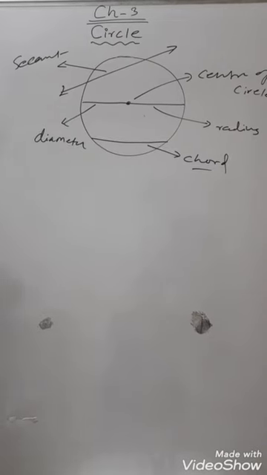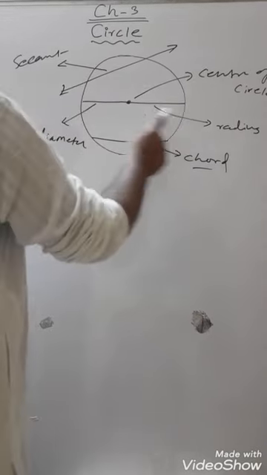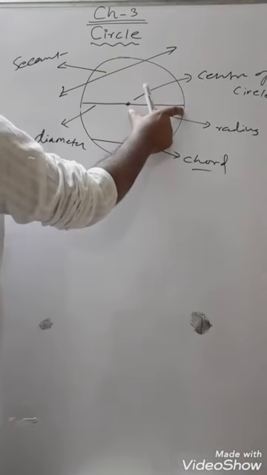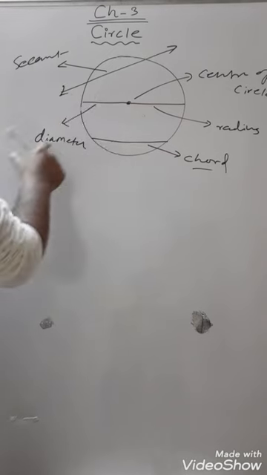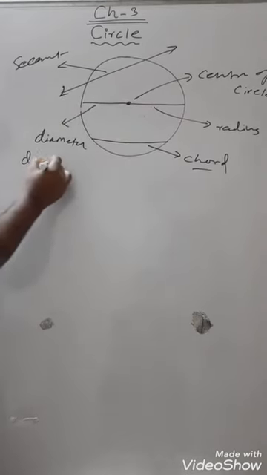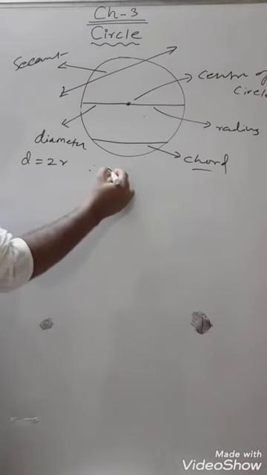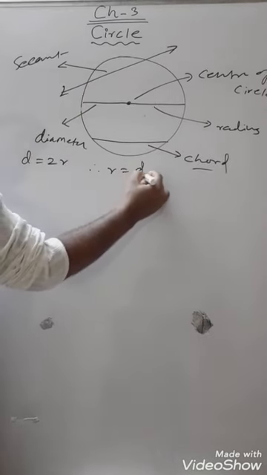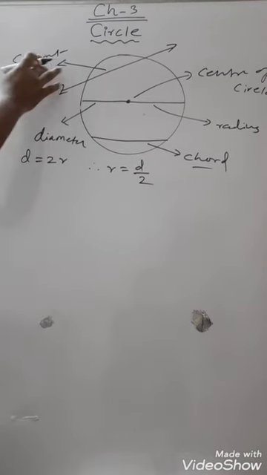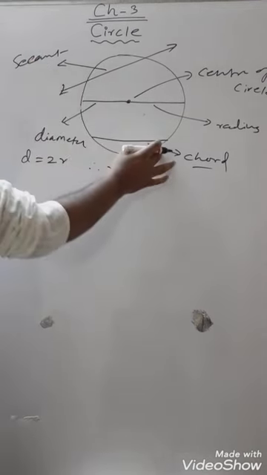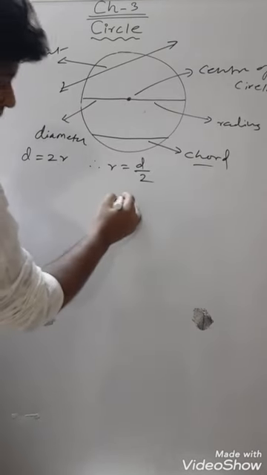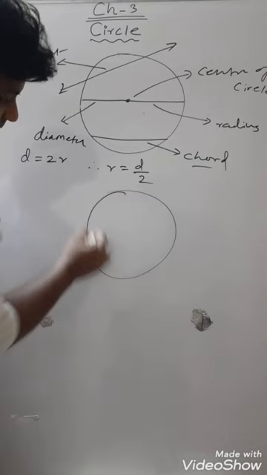As we know that it is known as center of circle, is known as the radius, half part. This is also radius, this also radius. Two radius make one diameter. So we know the formula, diameter is equals to 2 times of radius, or radius equals to diameter upon 2. This is known as the secant. This one is known as the chord. We are already familiar with these things. We already did in the 9th standard.